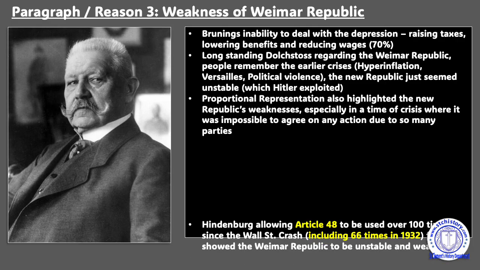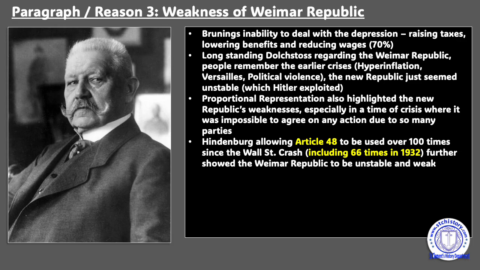Sort of similar to that and following on from that, really, the fact that they couldn't make any decisions because of the proportional representation or the coalition groups trying to vie for a deal. Hindenburg and Brüning essentially became a dictatorship during this crisis, using Article 48 over 100 times since the Wall Street crash, including 66 times in 1932. This just shows how weak the Weimar Republic is and how unstable it is in its daily workings.